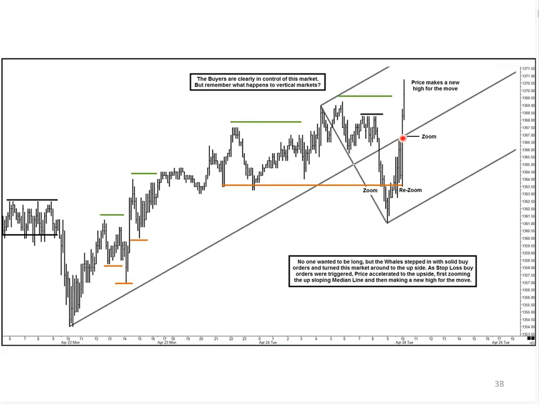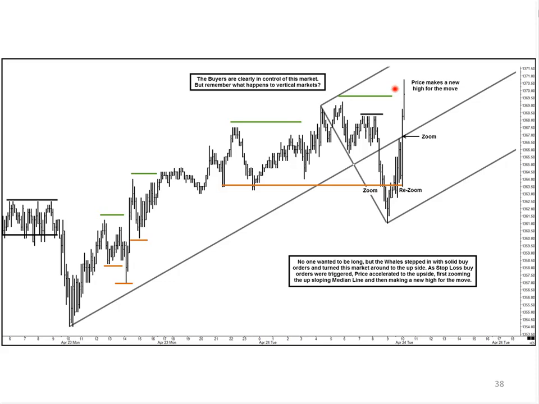Price comes to the median line, what's it do? It zooms it. That's an extremely powerful piece of information, that it had the power to zoom through the median line. Didn't even breathe, just kept right on running. And next bar, another runaway bar. Price takes out all these highs in one bar. The buyers are clearly in control of this market.